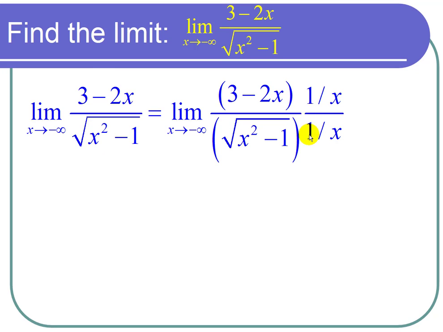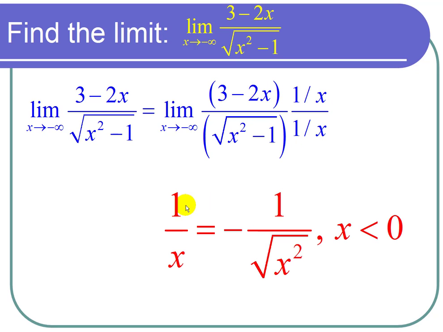1 over x is not necessarily 1 over the square root of x squared, because that only works when x is positive. If x is negative, then notice the left-hand side will be negative. So to make the right-hand side negative, we need to put a negative sign in front.